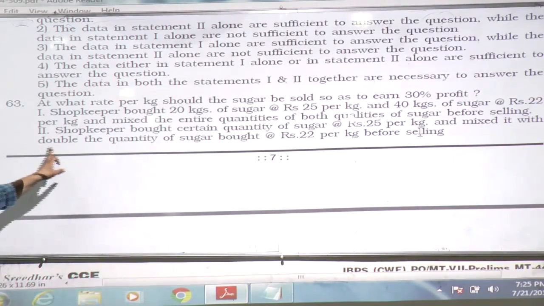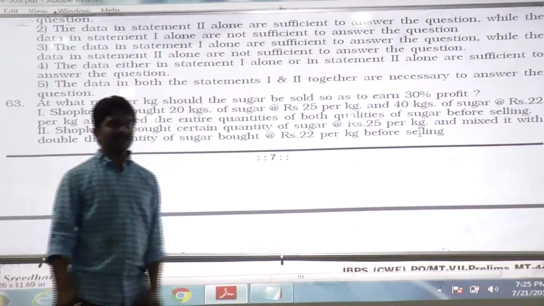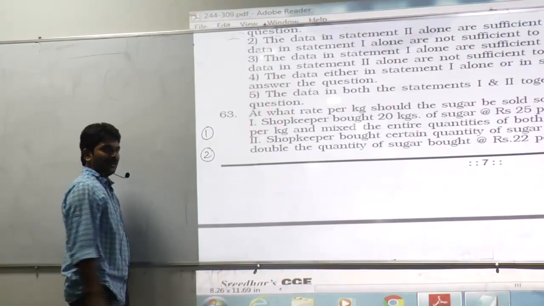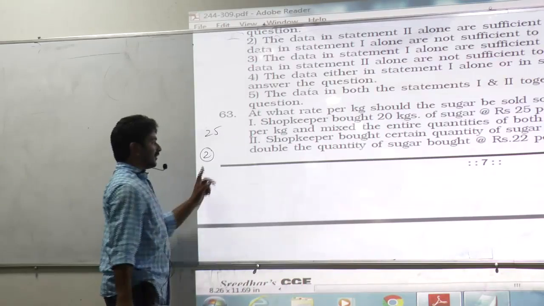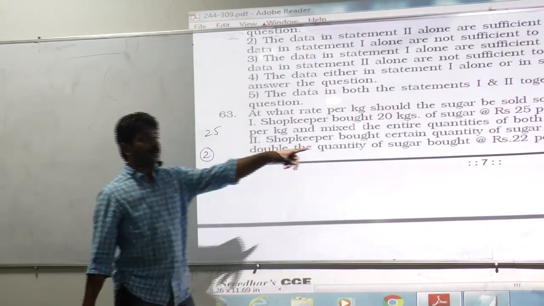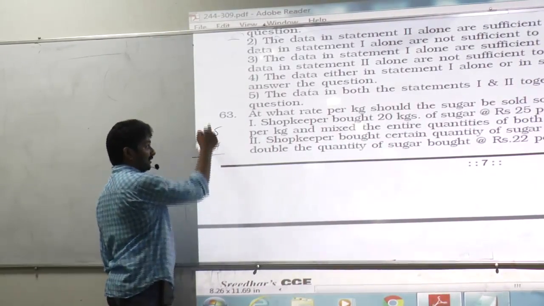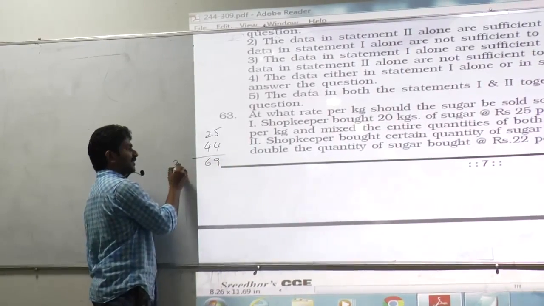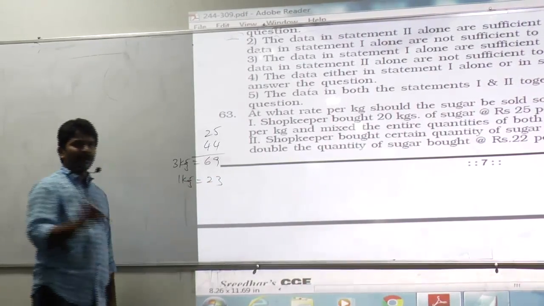Next, shopkeeper bought a certain quantity of sugar at 25 rupees per kg and mixed it with double the quantity of sugar bought at 22 rupees per kg before selling. Will you get the answer or not? Yes. Let's take 1 kg in the first case and 2 kgs in the second case. 1 kg cost price is 25 rupees, and 2 kgs of the second variety at 22 rupees per kg cost 44. 3 kgs cost 69. If 3 kgs cost is 69, can't you calculate 1 kg cost? Yes or no?